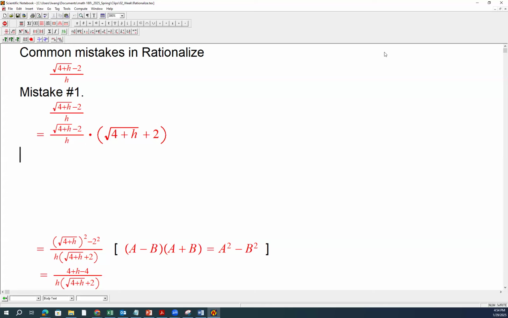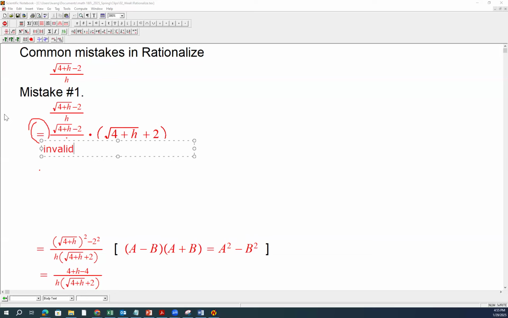So in this mistake, this equal sign is no longer valid. This equal sign is invalid. If this equal sign is invalid, the following steps will not be counted for your points. So this is the first mistake.